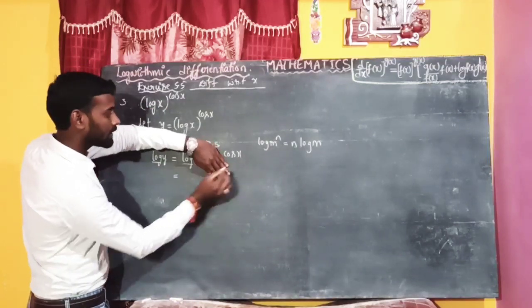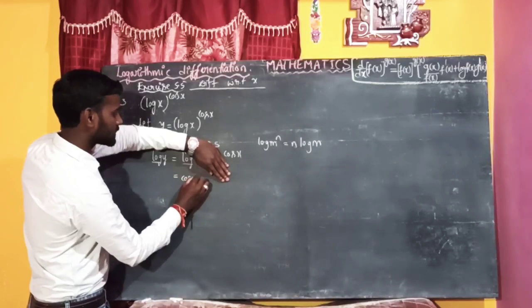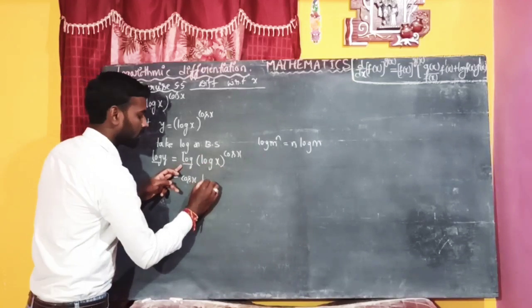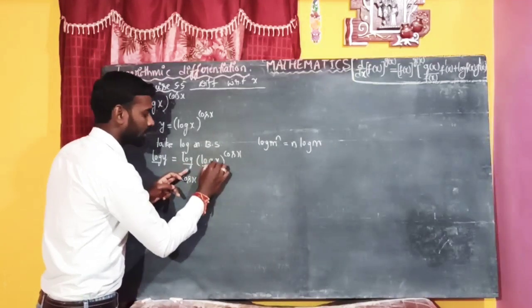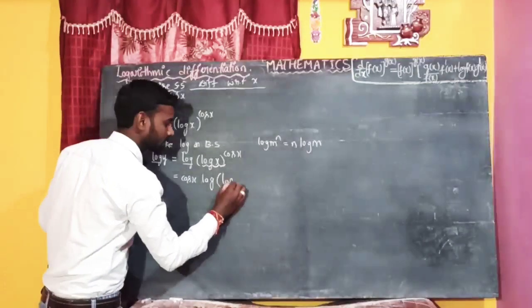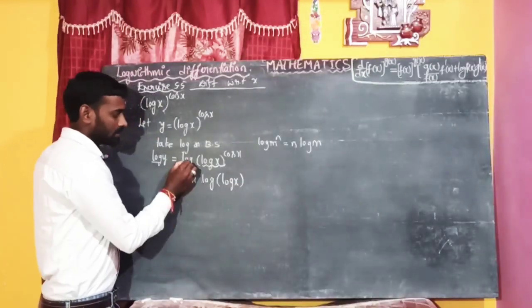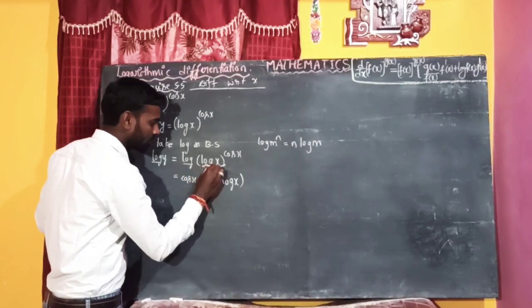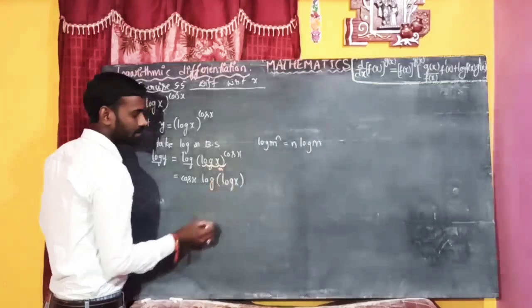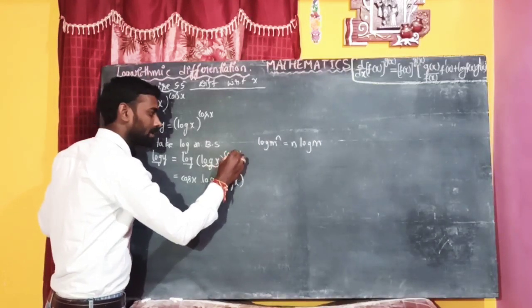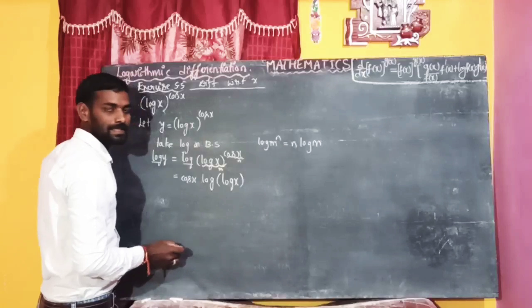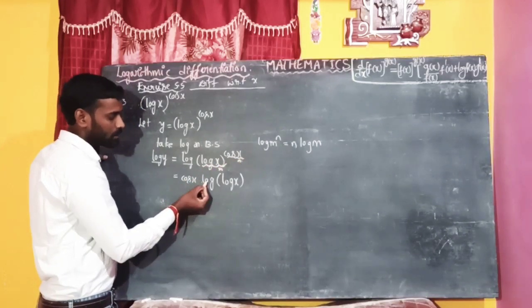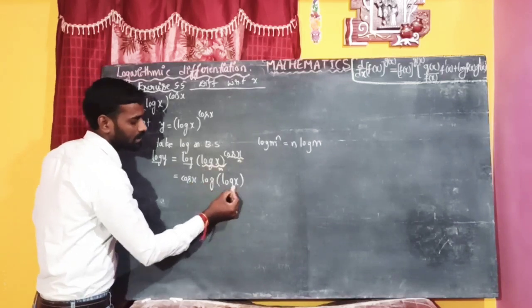Here n is cos x, multiplied by log m, where the m value here is log x, so log of log x. Now observe, guys, this is of the form log m to the power of n, where in place of m here it is log x, and in place of n here it is cos x. That is equal to n log m, that is cos x into log of log x.